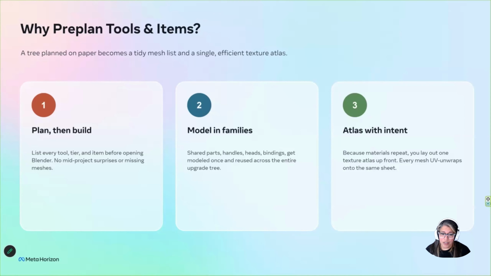Thirdly, you're going to atlas with intent. Because those materials repeat, the same wood, the same iron, you can lay out one texture atlas and unwrap every mesh into it, so you're sharing the same texture map. You're going to use one sheet instead of 15 sheets. That's a huge win for performance and for keeping your project tidy. Planning it out within a flowchart or a tree is going to help with efficiency.